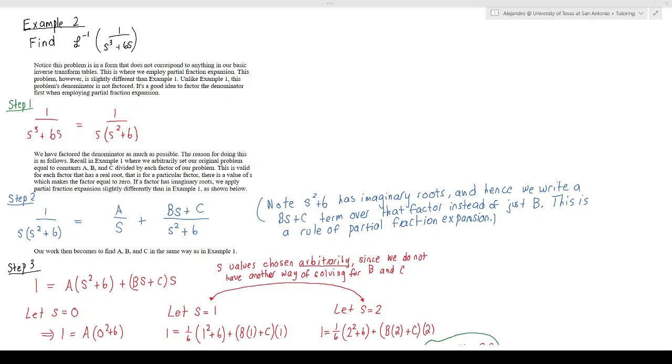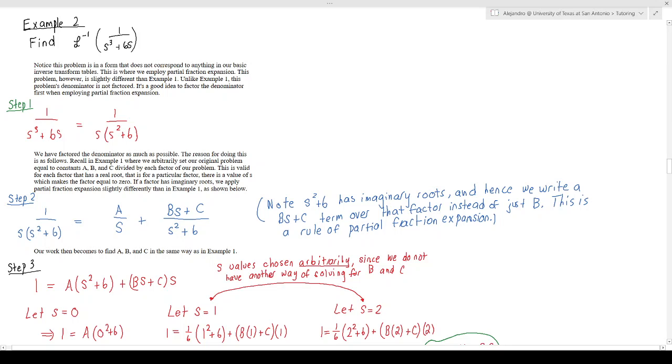So this video is another example of using partial fraction expansion to find the inverse Laplace transform of a function that we can't find using the basic table of transforms that we're given. And this is going to be another application of the partial fraction expansion, but it's going to be different.